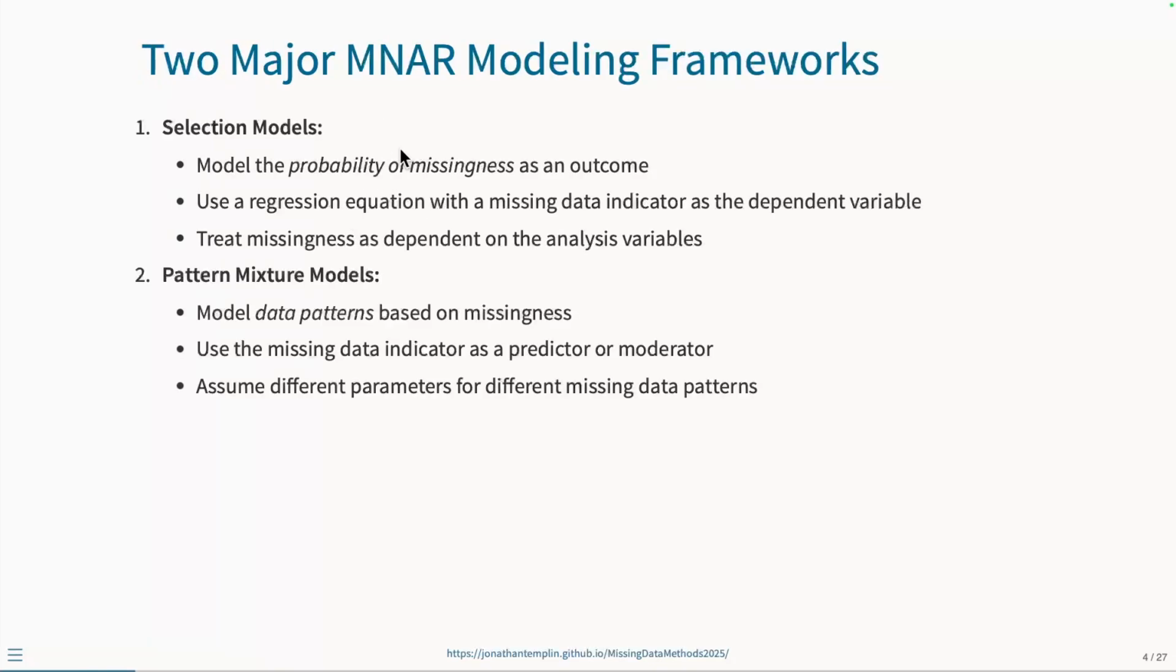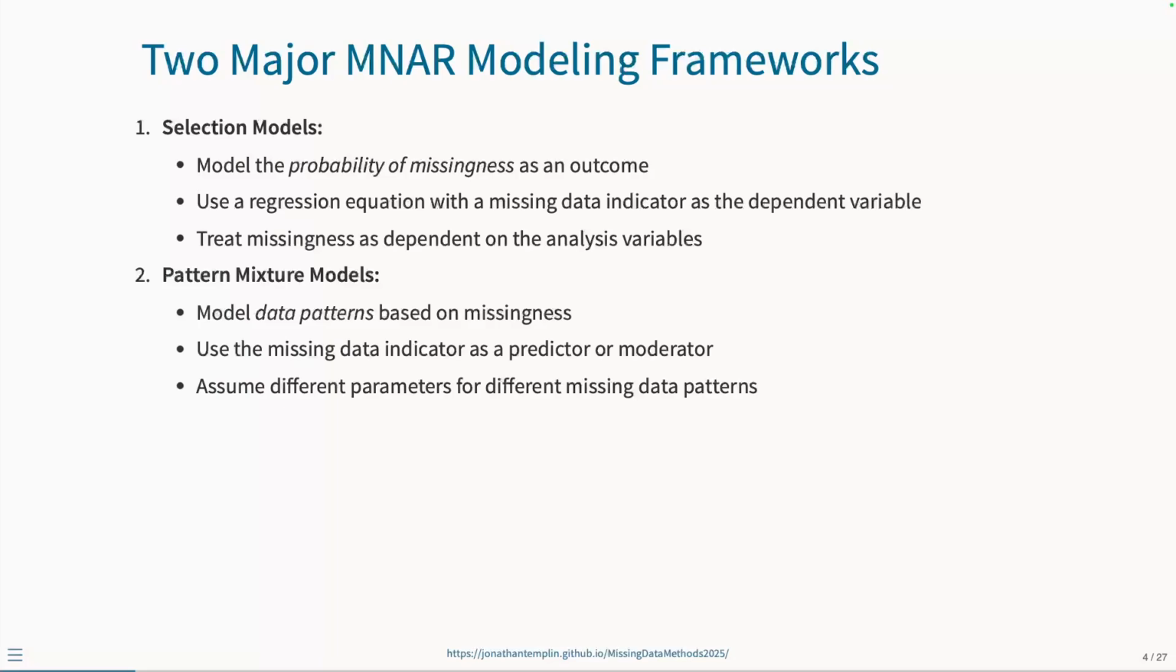The book describes two major missing not at random frameworks. Selection models try to model the probability of missingness as an outcome, using a regression equation with the missing data indicator as a dependent variable. So now, can we predict what's going to be missing to try to understand why it's missing in the first place? And we can also treat missingness as dependent on the analysis variables that way.